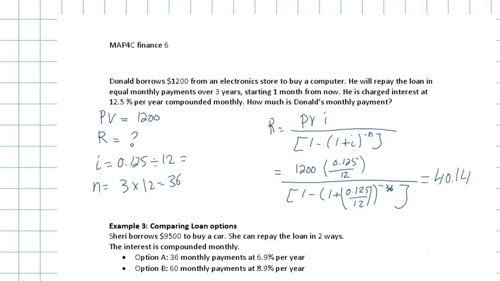Now I want you to do me a favor. Multiply 40 by 36. How much do you get? So he borrowed $1,200, but he's going to pay a total of how much again? 1,440. So how much interest is he going to pay? 240, right? How do you know? If you borrowed 1,200 but you paid 1,440.